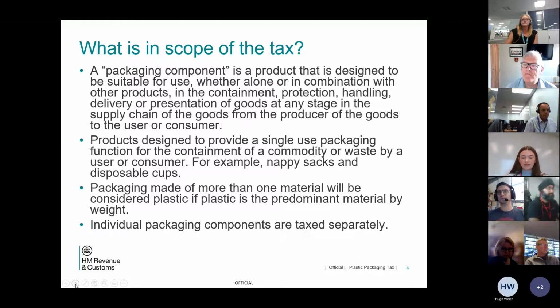We have published secondary legislation that clarifies the scope, includes products designed to provide a single-use packaging function for the containment of a commodity or waste by a user or consumer. Examples here are nappy sacks and disposable plastic cups. Packaging made of more than one material will be considered plastic if plastic is the predominant material by weight. Plastic packaging components made from bioplastic and bio-alternatives are also in scope. Individual packaging components are taxed separately. Could I have the next slide, please?